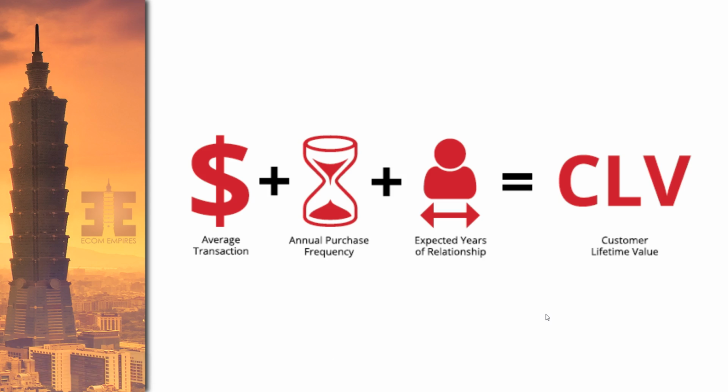Now let's look at customer lifetime value, okay, which is the long term, right? Average order value is on when the order happens, and customer lifetime value is on the farther, okay? So customer lifetime value is your average transaction plus the annual purchase frequency plus the expected years of relationship. Now, this is a little bit more difficult when you're a brand new business because you don't have some of this data here. But this is what your customer lifetime value is based off of.